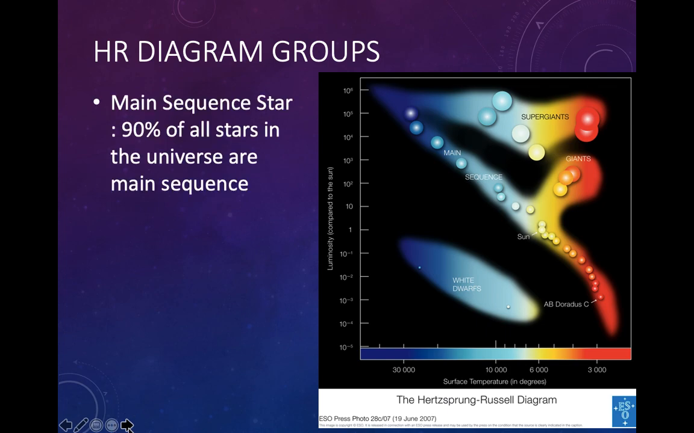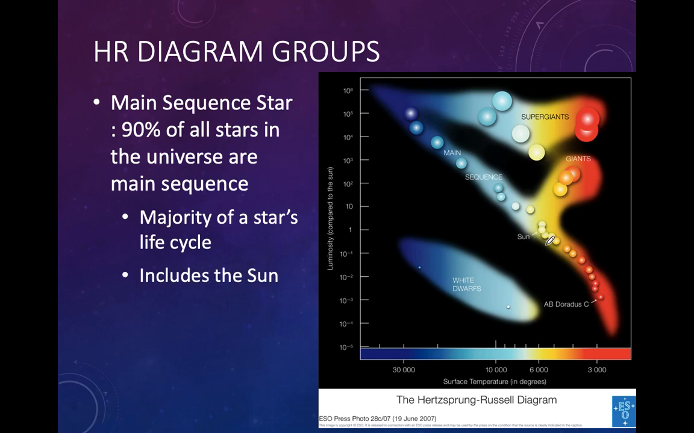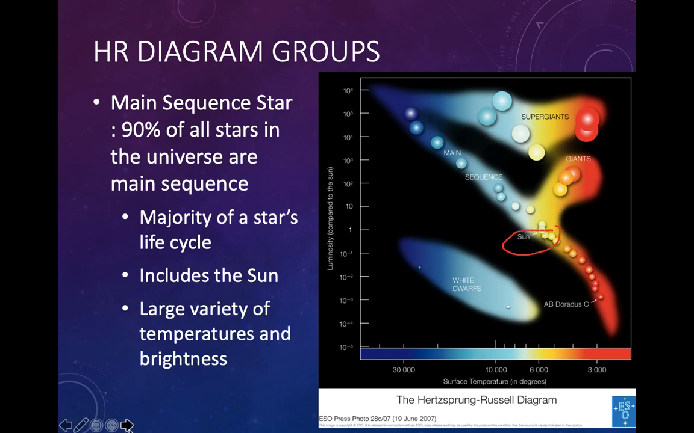So 90% of all stars in the universe are part of the main sequence. That's where a star spends the majority of its life cycle. This includes our sun. Here's our sun. And there's a large variety of temperature and brightness. In this section of the HR diagram, there is a relationship between temperature and brightness, but only here in main sequence. That relationship, though, if you look at the stars in this picture, is still mostly based off of size. The bigger the star, the brighter the star.